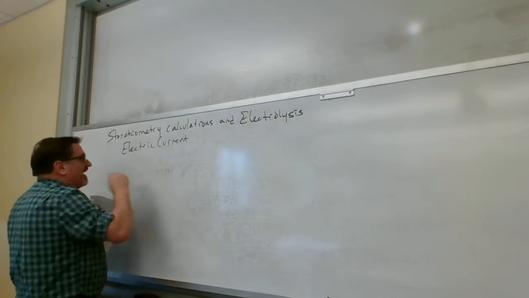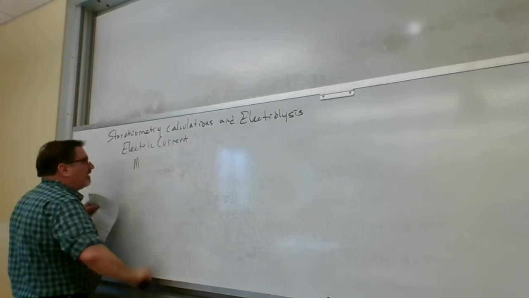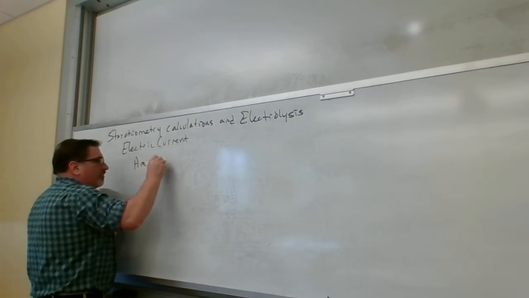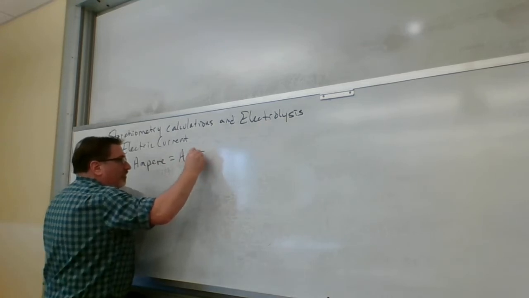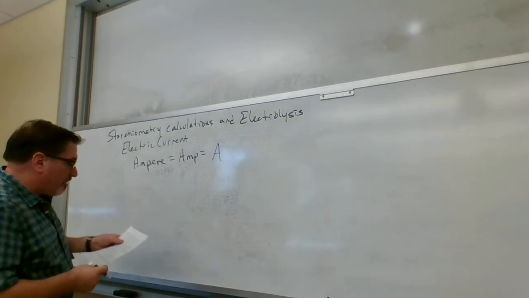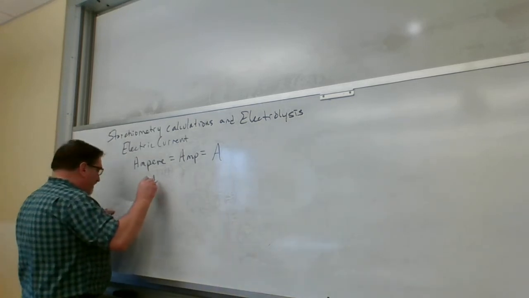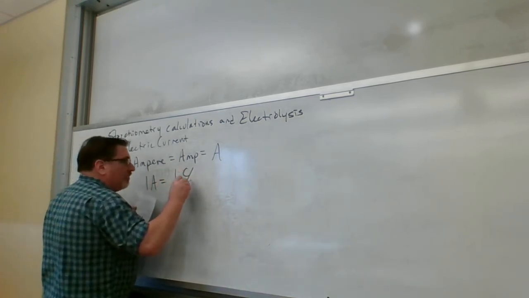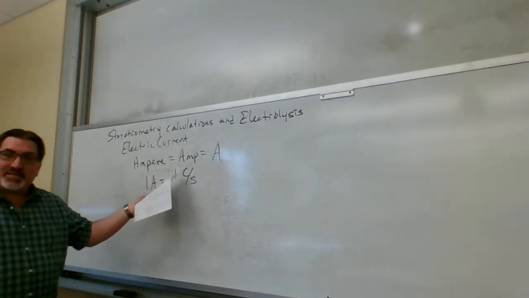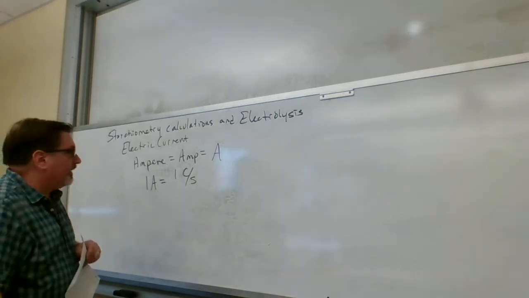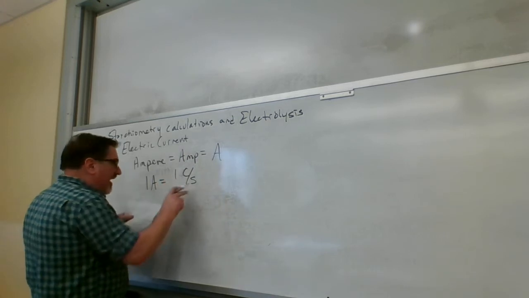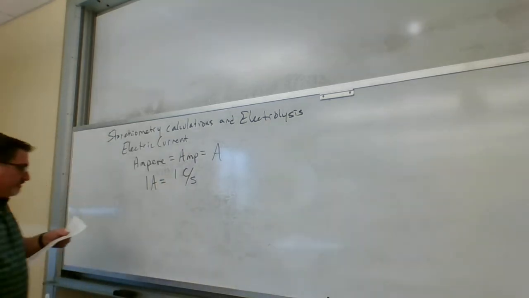Electric current is measured in amps, or amperes technically, but it gets shortened to amps, and even further shortened to just a capital A for amps. 1 amp is equal to 1 coulomb per second. Remember Faraday's constant, 96,500 coulombs in 1 mole of electrons. An amp is 1 coulomb of charge passing a gateway in 1 second.